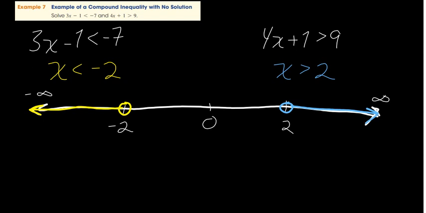Now again, recall this is an "and." And what we're looking for is we want them to overlap. Well, they're not overlapping. There is no intersection. They're not intersecting anywhere on the number line. So since this is an "and" problem and they're not intersecting anywhere on the number line, the solution is going to be this, the empty set.